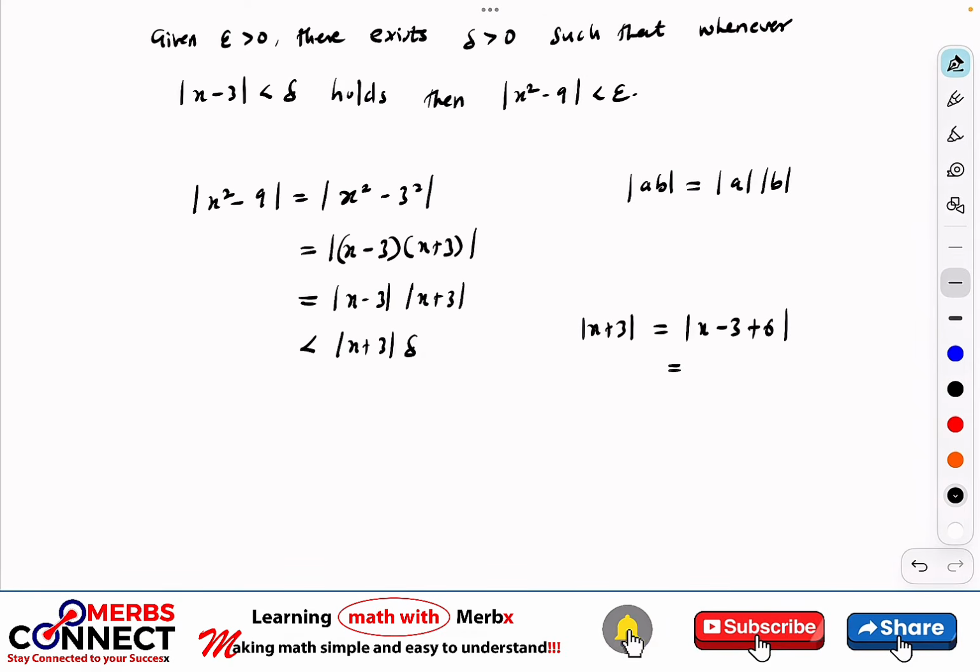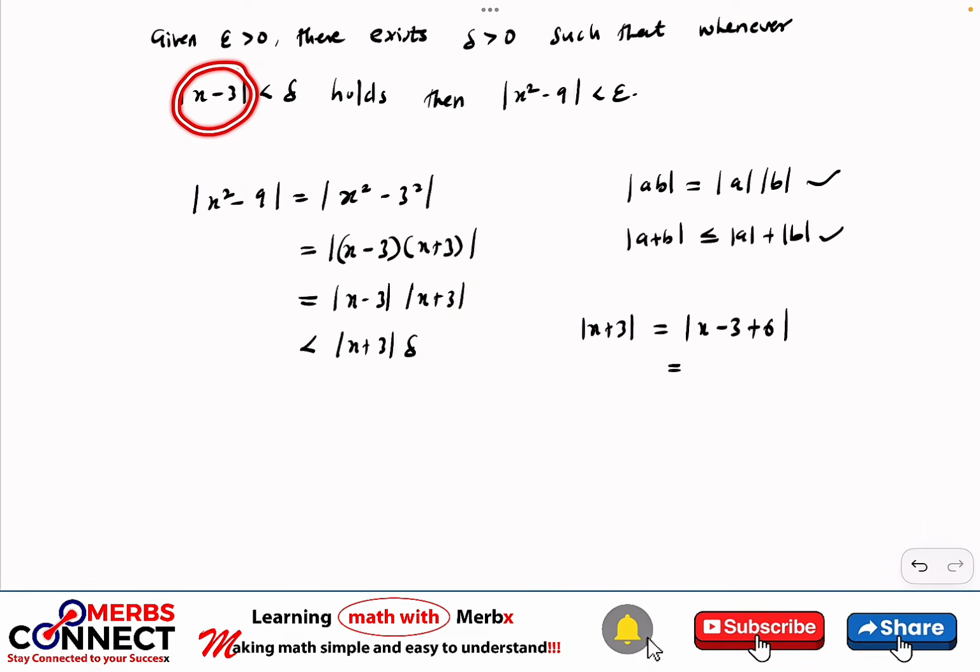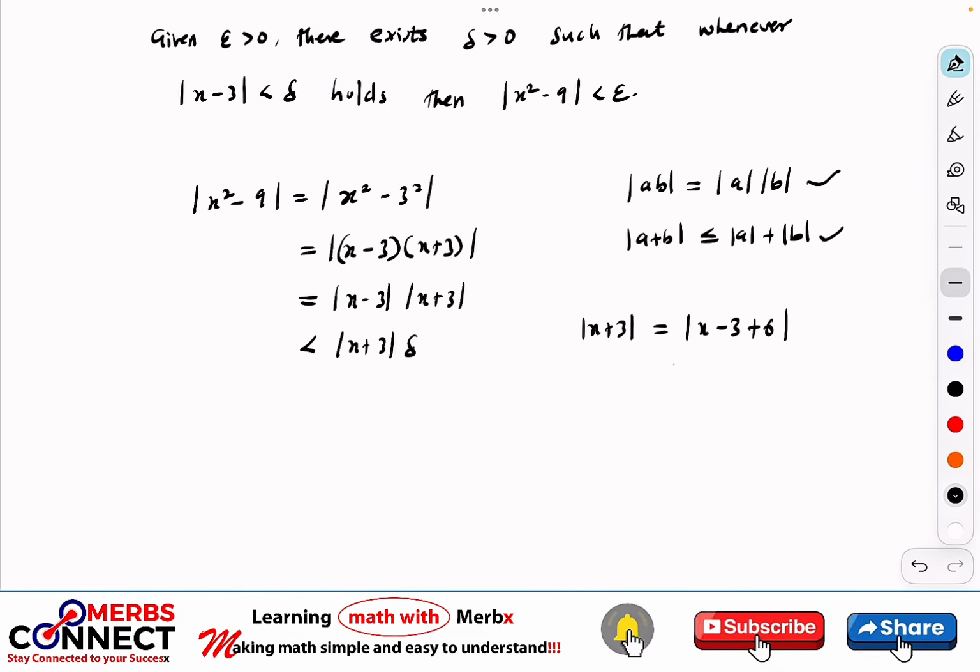So now I can use the triangle inequality. The triangle inequality says that if I have absolute of A times B, then this is the same as absolute of A plus B. Sorry, this one should be less than or equal to. So I can write this one. These are very important things that we need to be using. Since I need x minus 3, I can write this one as less than or equal to absolute of x minus 3 plus absolute of 6. 6 is already a positive number, so it's going to give us 6.